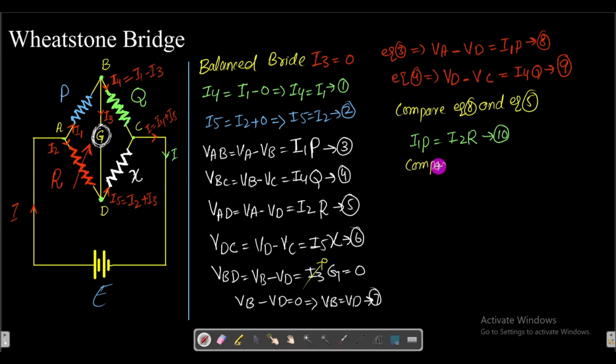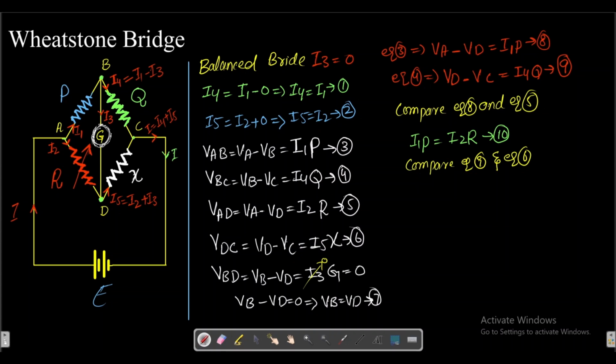Compare equation 9 and equation 6. The left side of equation 9 and equation 6 is the same, because here it is Vd minus Vc and here it is also Vd minus Vc. So the left sides of these equations are the same, therefore the right sides of these equations will also be the same.